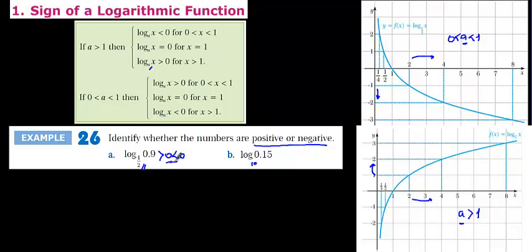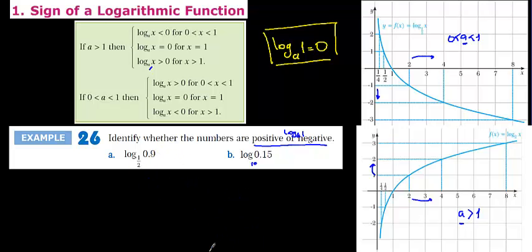And why 0? Because logarithm base a of 1 value is equal to 0. So when we are comparing the values in a logarithm, we are comparing with logarithm base a of 1. To decide positive or negative, we should compare with logarithm base a of 1.